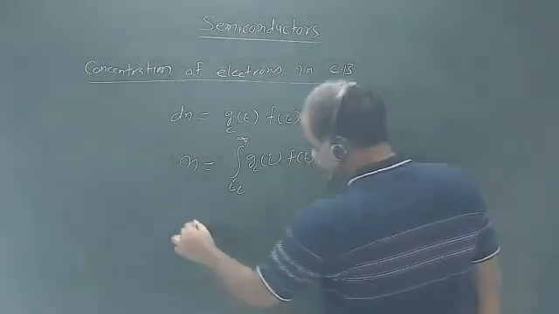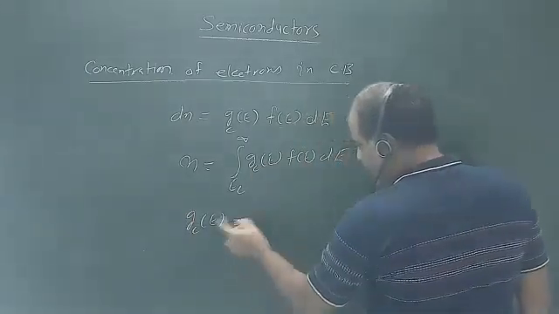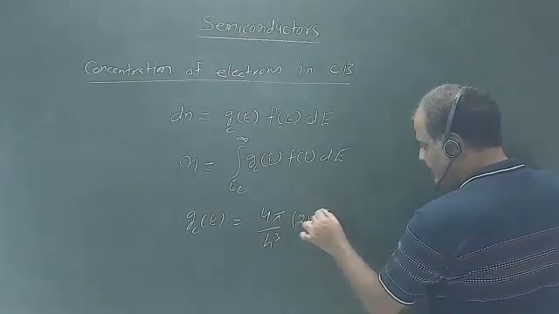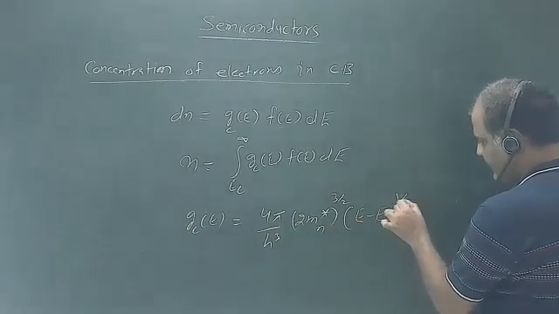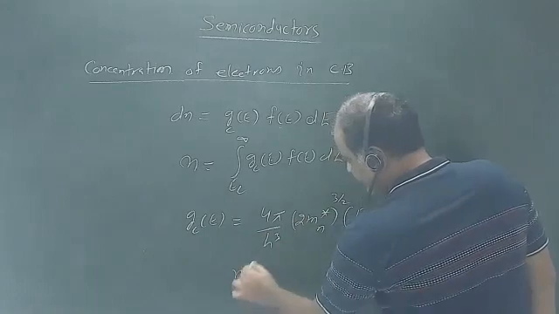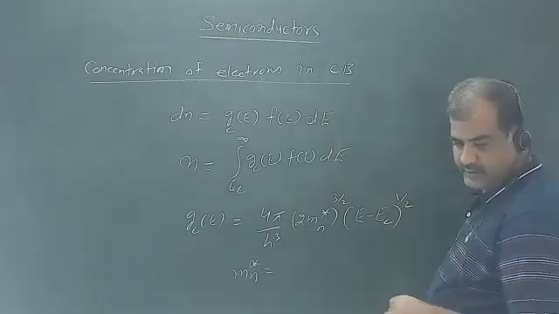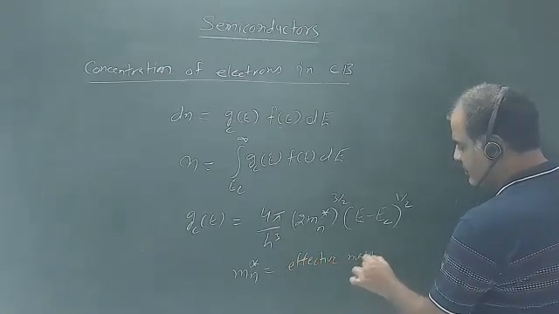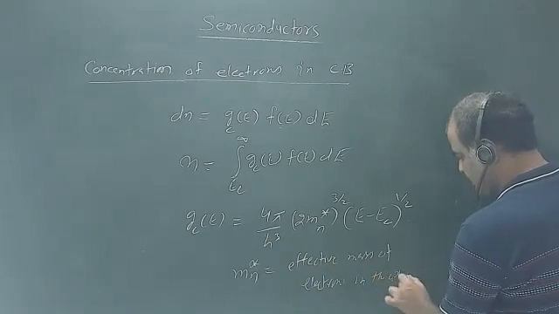The derivation will be discussed with you in the statistical mechanics course. The density of states is given by 4 pi over h cubed, times (2 mn) to the power 3/2, times (E minus EC) to the power half. This is the expression for the density of states in the conduction band, where mn is the effective mass of the electron in the crystal.